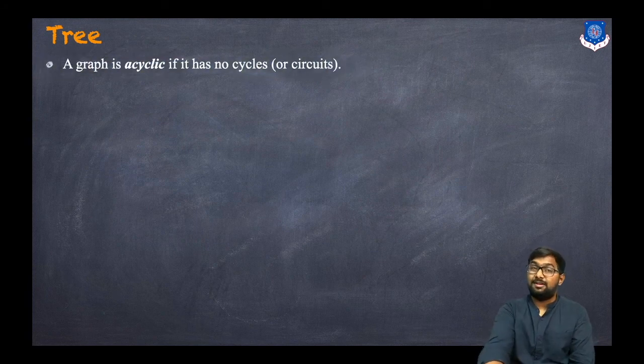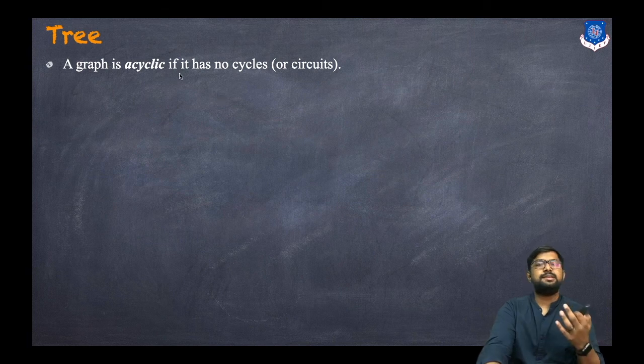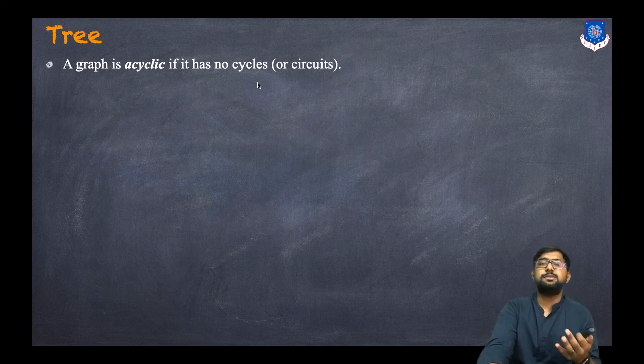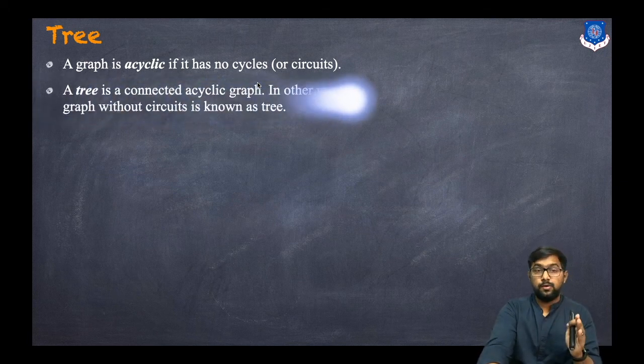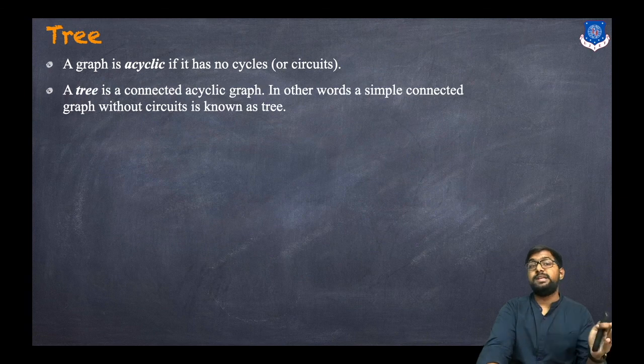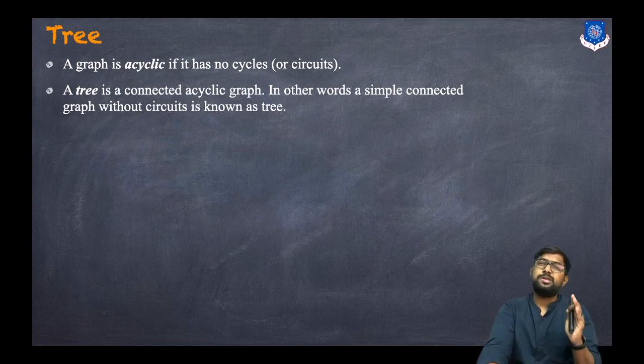So first, let us understand what an acyclic graph is. A graph is acyclic if it has no cycles. Just by its name, acyclic means it has no cycles, or no circuits. Both are the same. Now, what is a tree? It is a connected acyclic graph. That means the graph has to be connected as well as without circuits or cycles.